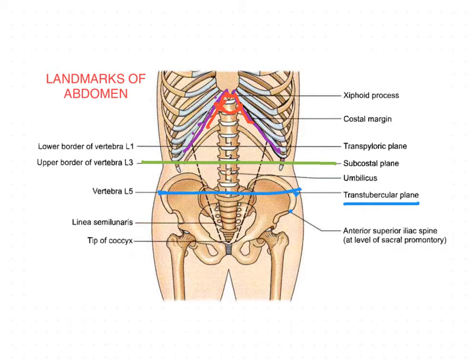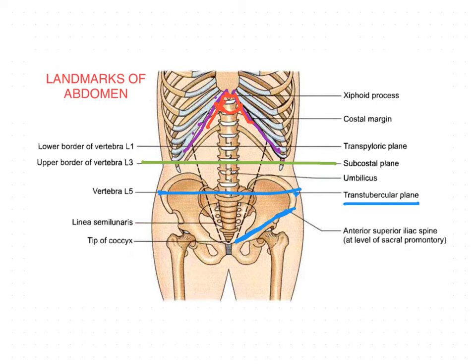So now we have seen 2 planes: the subcostal plane and the transtubercular plane. And the next one is the inguinal ligament. This inguinal ligament extends from the anterior superior iliac spine to the pubic tubercle. Here you can see this pubic tubercle, so it is extending like this. So this is the inguinal ligament.